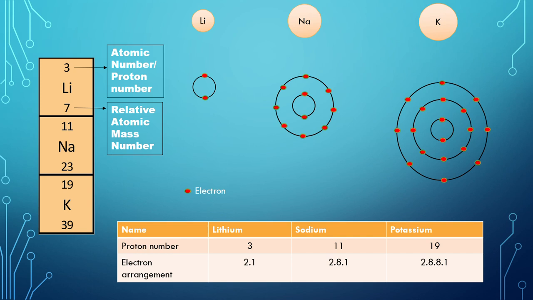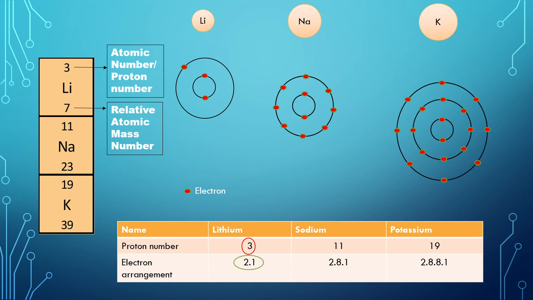Let's have a look at lithium. Lithium has an atomic number or proton number 3, which means lithium has 3 electrons in its shells. In this case, the electron arrangement will be 2.1, meaning 2 electrons in its inner shell while 1 valence electron in its outermost shell.